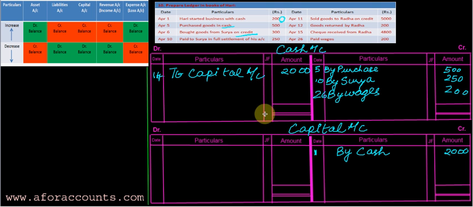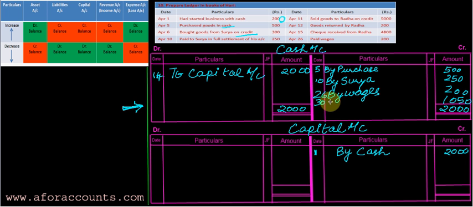See, cash account, you cannot spend more than what you have. So always take the total of the debit side first. Why? Because I cannot spend more than what I have. I have 2000 and here also the total should be 2000. So whatever falls short, 2000 minus 500 minus 250 minus 200, has to be 1050. Now this you will write on 30th April.